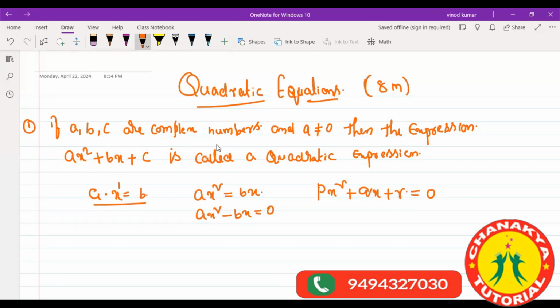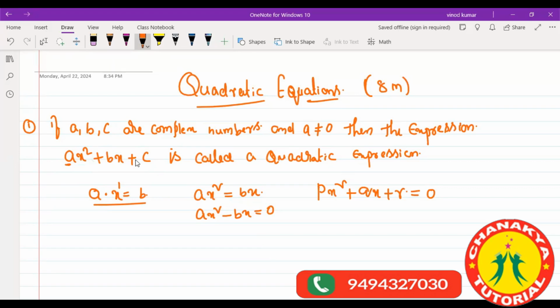Here a, b, c are complex numbers. Complex numbers means we can take any number, real number, whole number, integer or rational, whatever it is. But the x square coefficient must be not equal to 0. So a is compulsorily non-zero, then ax square plus bx plus c, where a, b, c are any three complex numbers. So the quadratic equation comes from the quadratic expression.